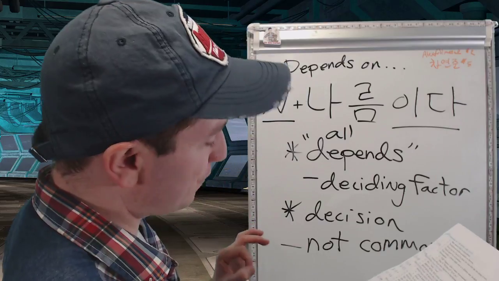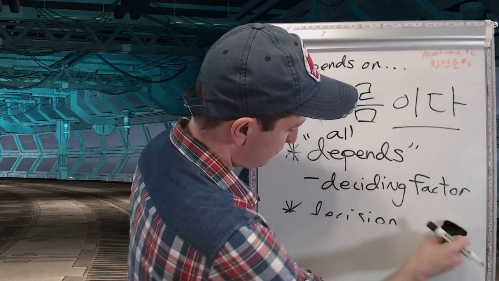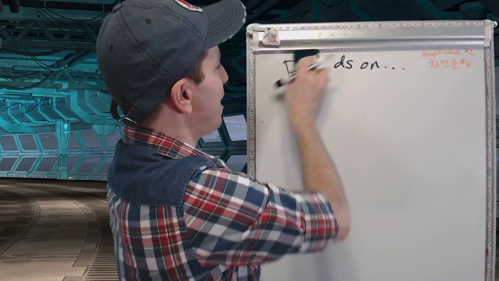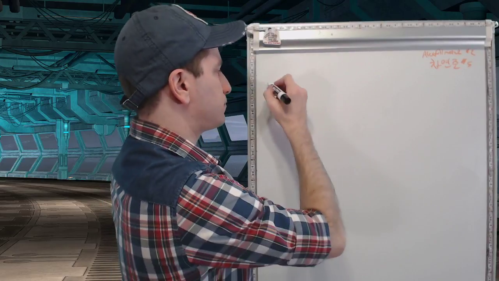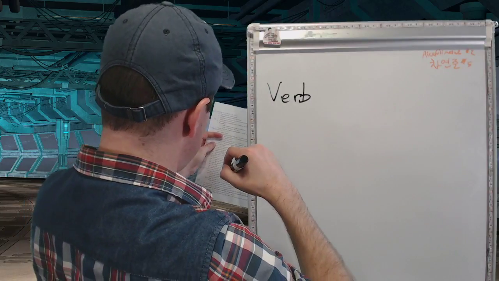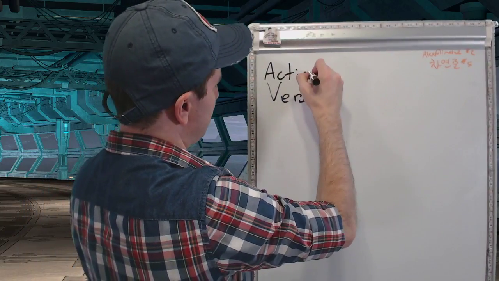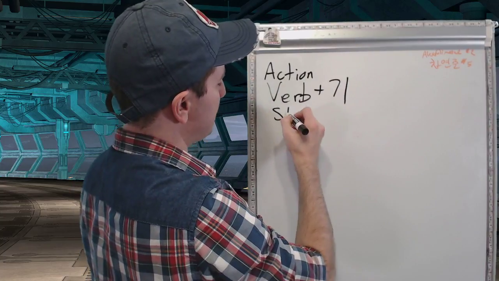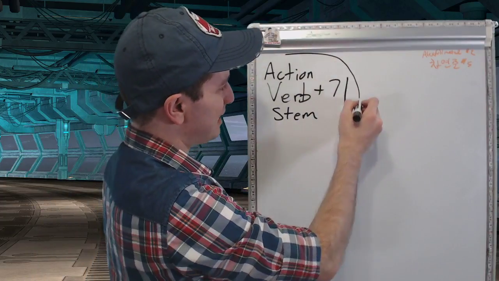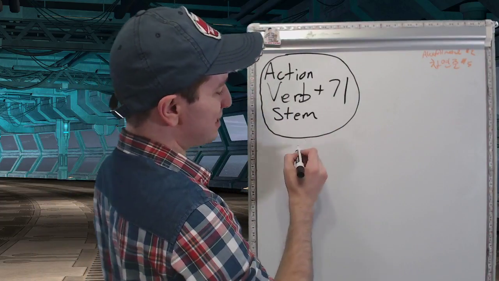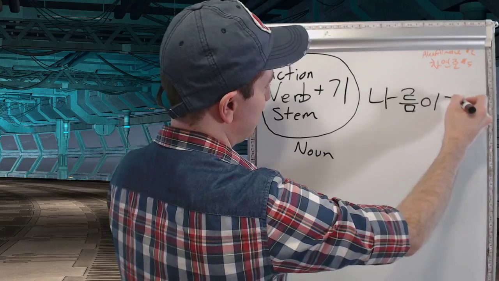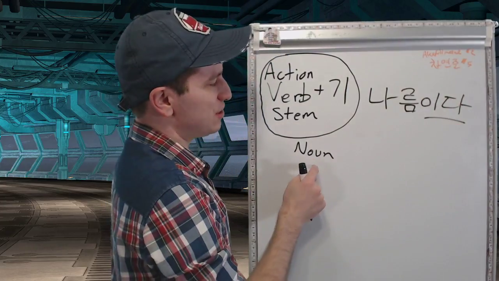But it is used, however, in another case. While 나름이다 is not really used after nouns that much, it is used with action verb stems that end with gi. So this whole thing is actually a noun. So it's still the same form. You still have a noun plus 나름 plus 이다, just like before. But this noun is actually a verb.